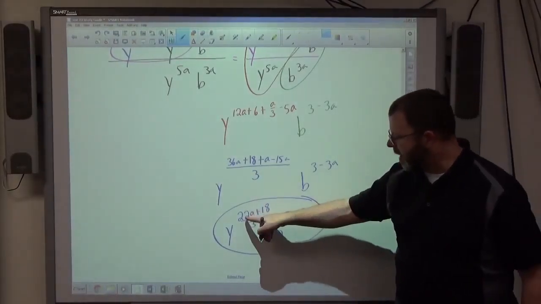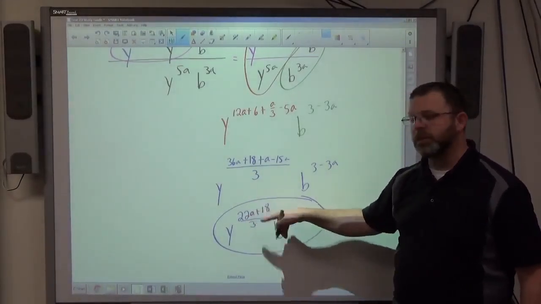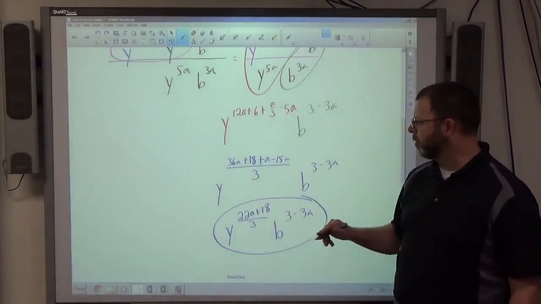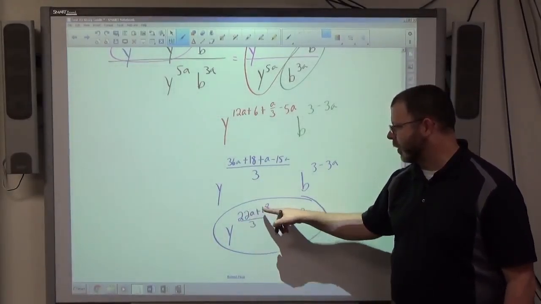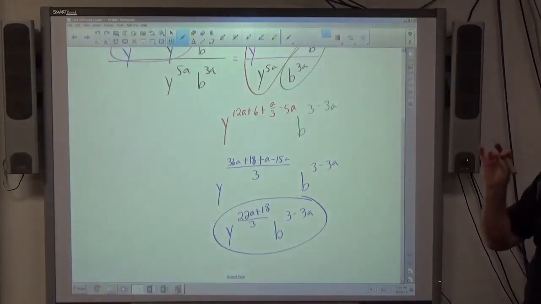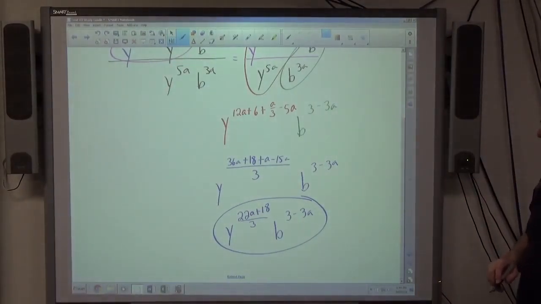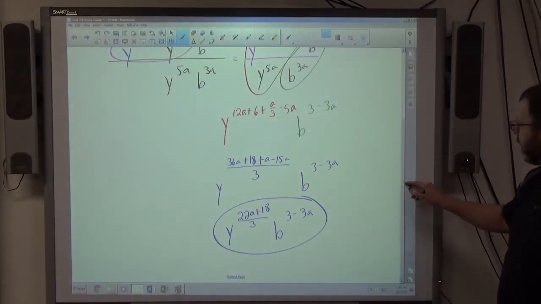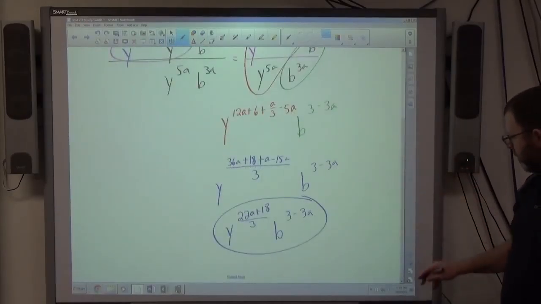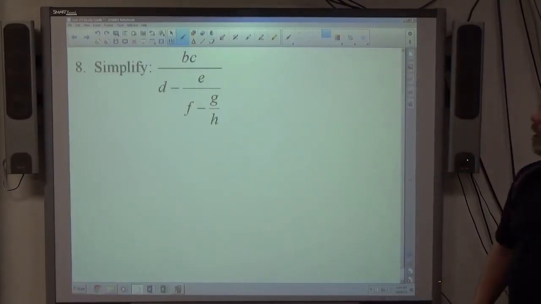If this happened to divide evenly by 3, then dividing everything by 3 would be purposeful. Since that doesn't divide by 3, leaving it as a big fraction is probably better than individually writing it out. So that'd be the best way to leave that. So number 7, there's your best answer. Number 8.